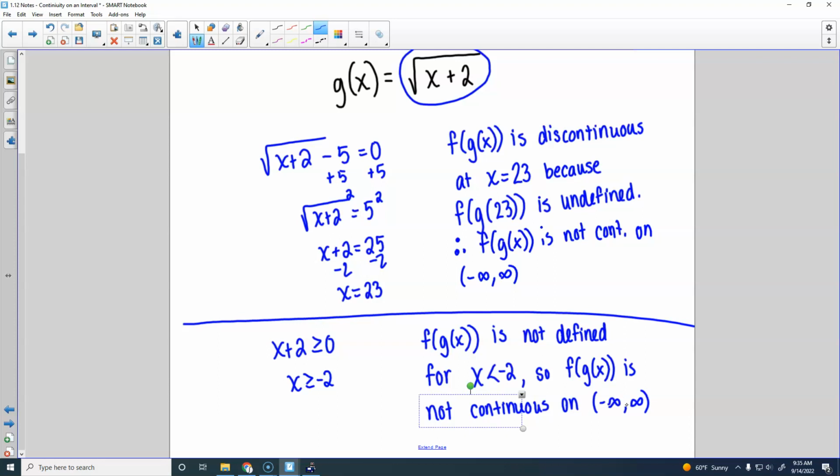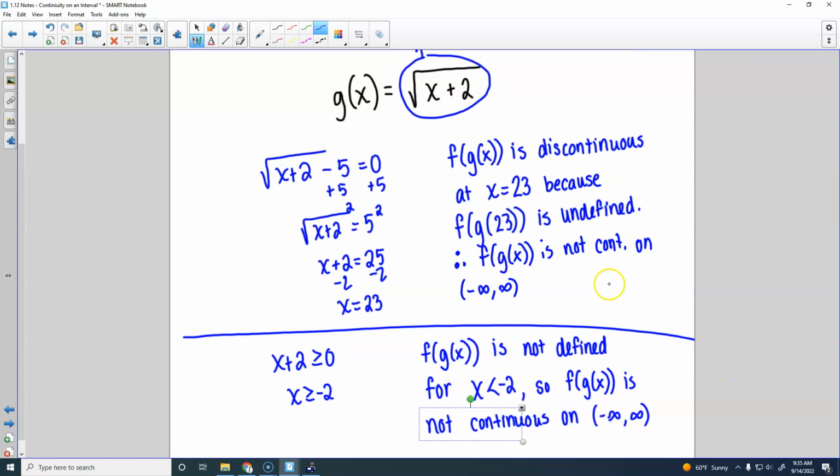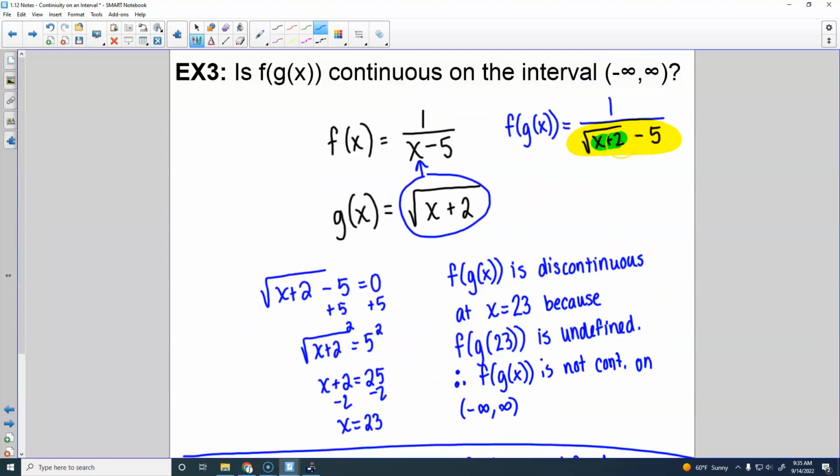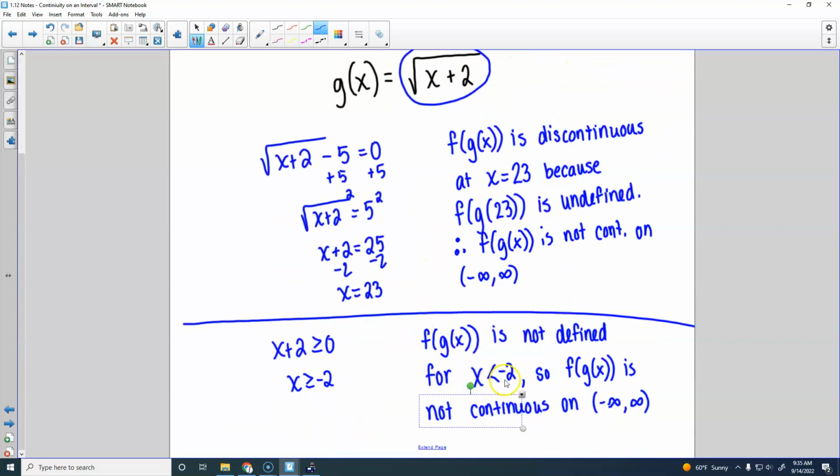No, because at negative 2, it's still defined. At negative 2, you get negative 2 plus 2, which gives you 0, square root of 0 is 0, but you still have that minus 5, so you wouldn't get a 0 in the denominator. So it can equal 0, because the square root of 0 is 0. So here, it is defined at x equal to negative 2, but not below that. Okay, so that's another option for how you could answer this question.